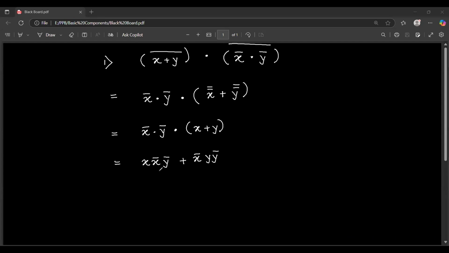According to the inverse law, x bar dot x is equal to 0. So you will get 0 dot y bar, and then here you have y bar dot y, the inverse law, so you will get x bar dot 0. We know 0 dot y bar is equal to 0 according to the identity law, and x bar dot 0 is also equal to 0. So 0 plus 0 will be equal to 0 according to the identity law. Or you can say this is just an OR gate and both the signals are 0, so the output must be 0. So this is how you have to do this question.